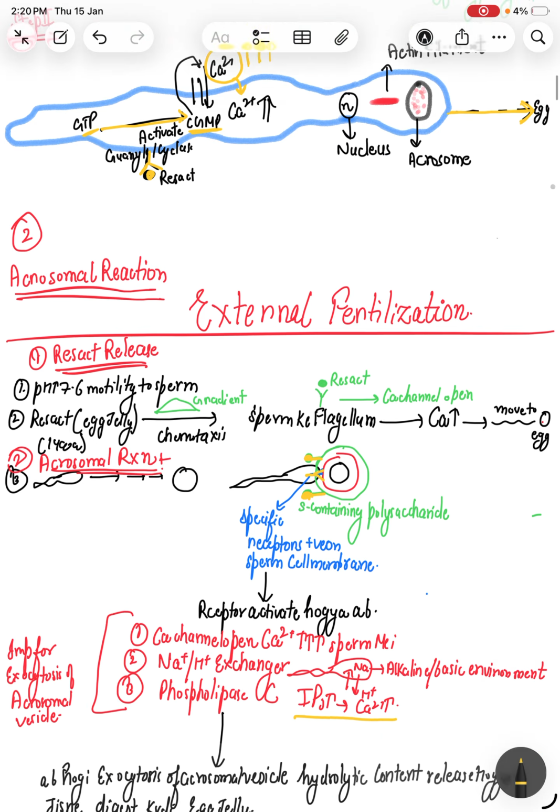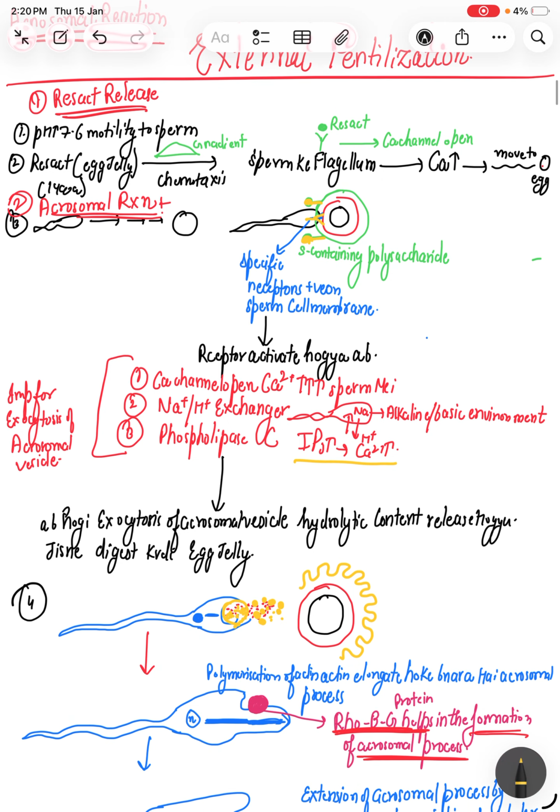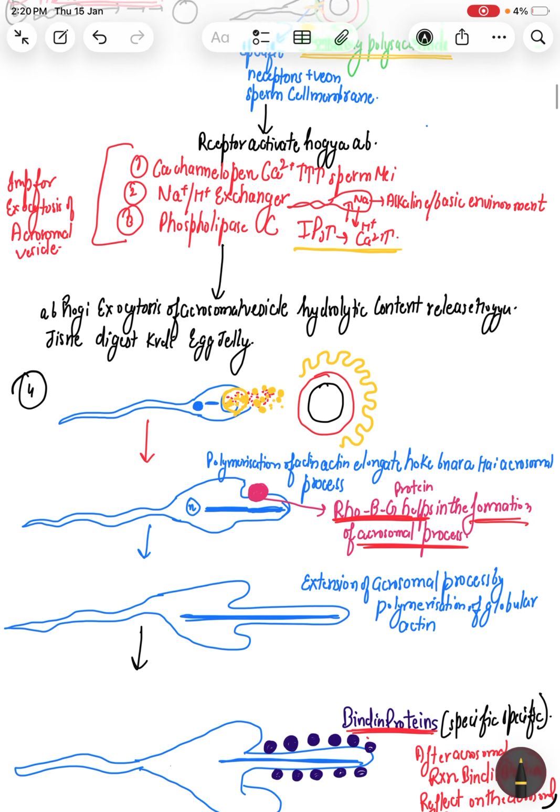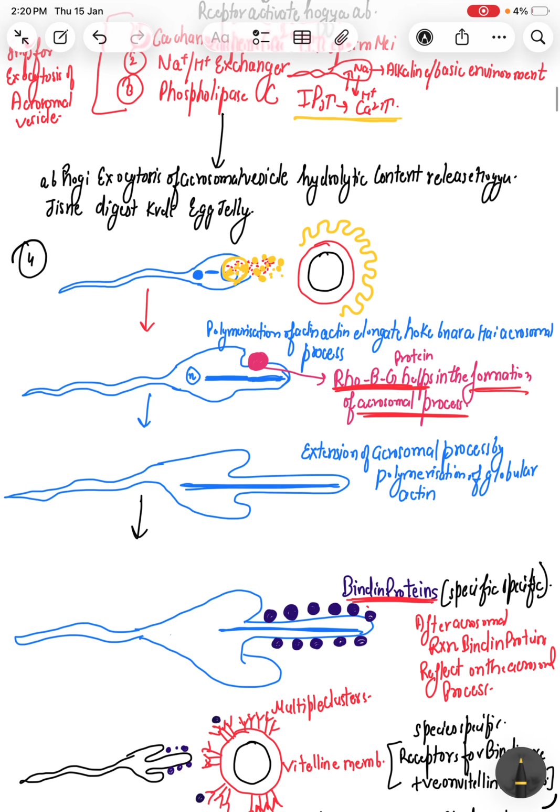Now what happens is that the egg's outside membrane, which is the egg jelly, contains specific ligands, which are sulfur containing polysaccharides. The sperm contains a receptor. Now this receptor binds to those ligands and the calcium channels will open, the sodium hydrogen exchanger will open, and the phospholipase converts IP3 to calcium. Now the sperm head contains the acrosomal vesicle, it will undergo exocytosis and the content will be released.